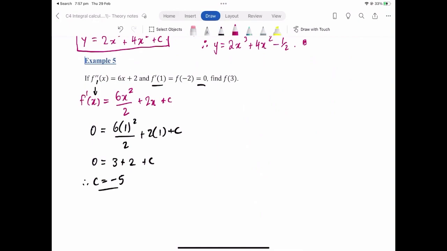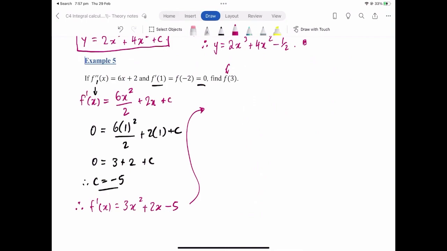So that means the first derivative is equal to, so we'll simplify it at this step, 3x squared plus 2x minus 5. Okay, let's continue back up here. Now we've got the first derivative. What we need to do is find the original function, so the primitive of the first derivative.